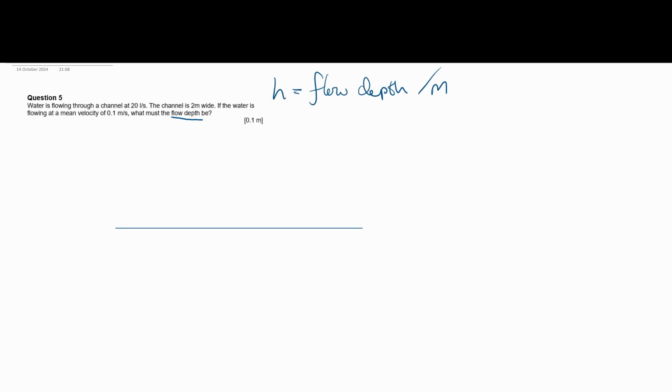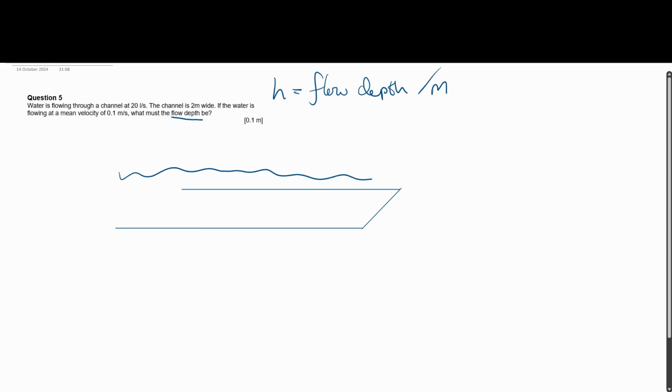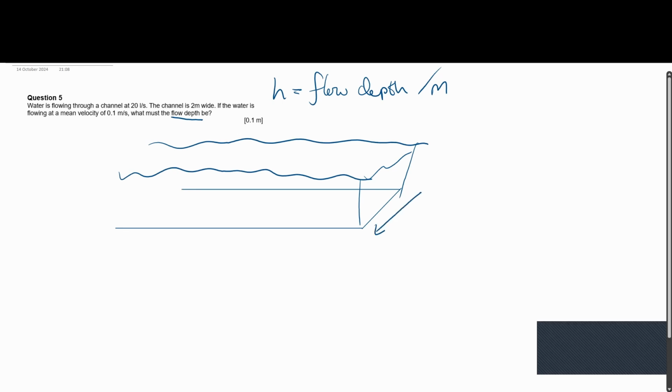It's not a complicated question. It's probably going to be something simple. So I'm going to assume a rectangular channel, so some sort of cross section as such. There's our flow surface, something like that. Okay. So we're given the width and we're looking for the depth, H.